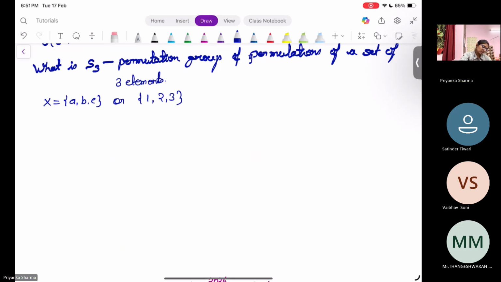So S3 means, if we want to define Sn in general, we need to consider first a set X such that the cardinality of X is n. To define Sn, that is the permutation group of permutations of a set of n elements, first we need a set of n elements.